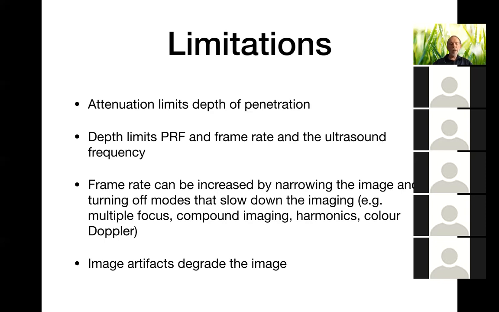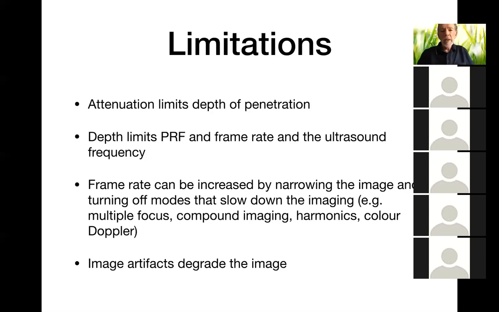The other thing that degrades image quality, which we'll be talking about in detail next term, is image artifacts. These are echoes that appear in the image which aren't accurate representations of the anatomy. They may be related to the anatomy but appearing in the wrong position. They may be due to distortion of the anatomy in the image, or they may be entirely unrelated to the anatomy, caused by some of the artifacts that we'll talk about next term.